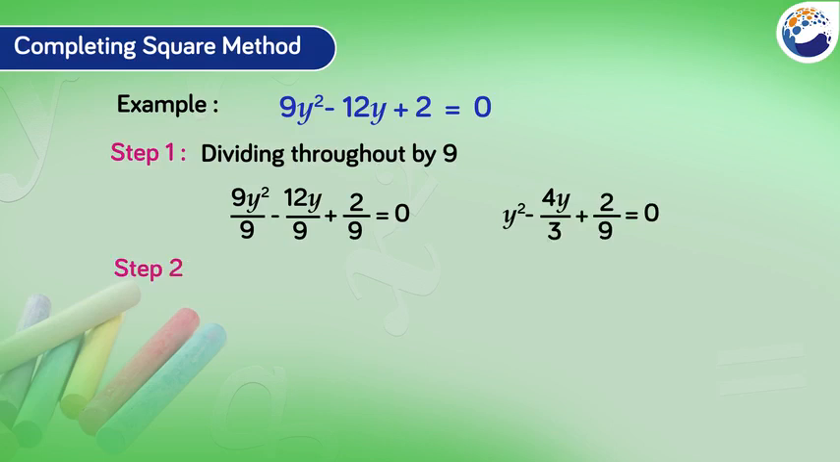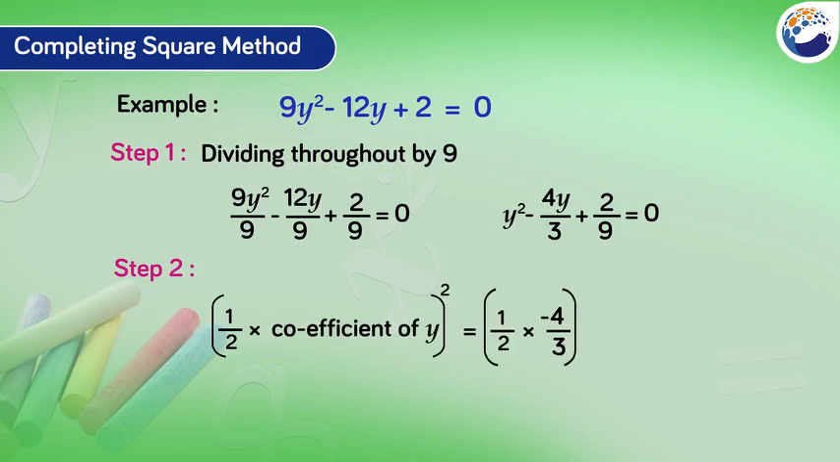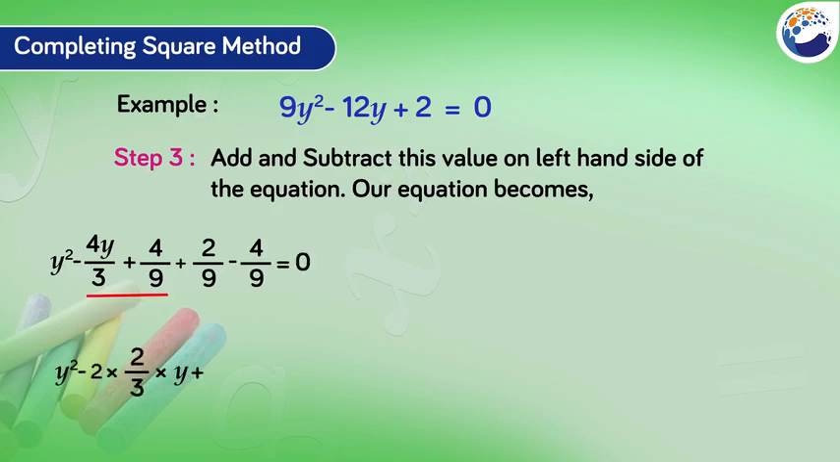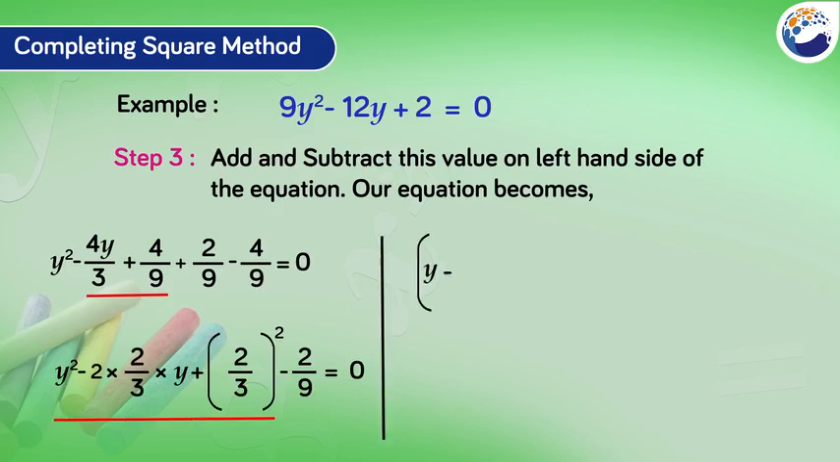Taking (1/2 × coefficient of y)² = (1/2 × (−4/3))² = (−2/3)² = 4/9. Adding and subtracting 4/9, y² − 4y/3 + 4/9 + 2/9 − 4/9 = 0. Therefore, (y − 2/3)² − 2/9 = 0.